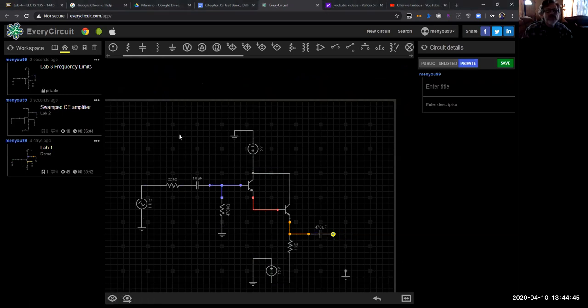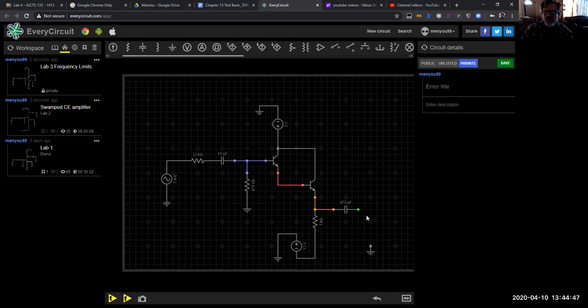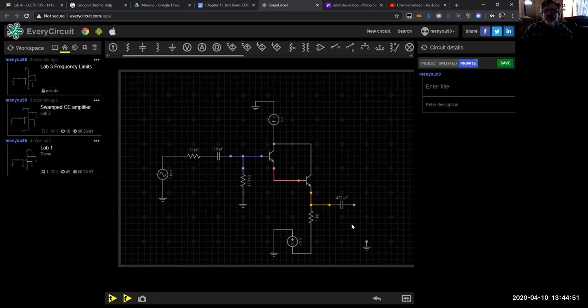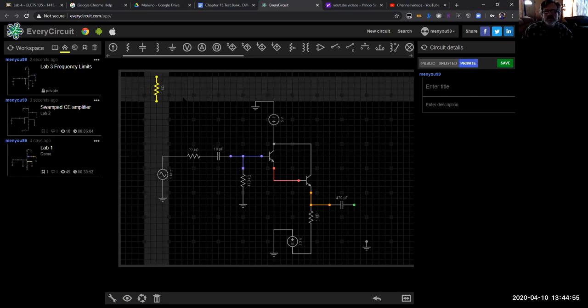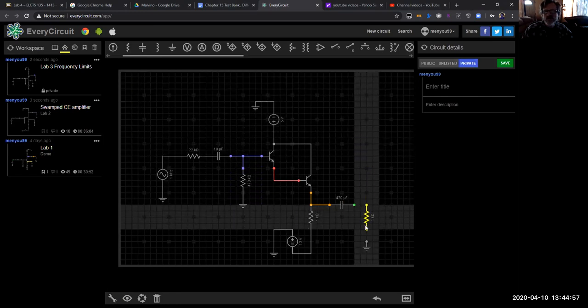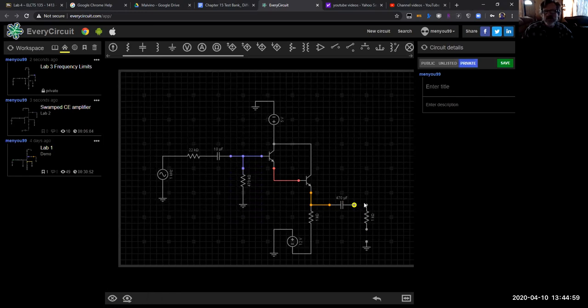Oh, good Lord. No, what did I do? Yeah, that's what happens when I come through circuits like that. Awesome. Somehow I have deleted my resistor. Not sure how I did that, but let's go back in.